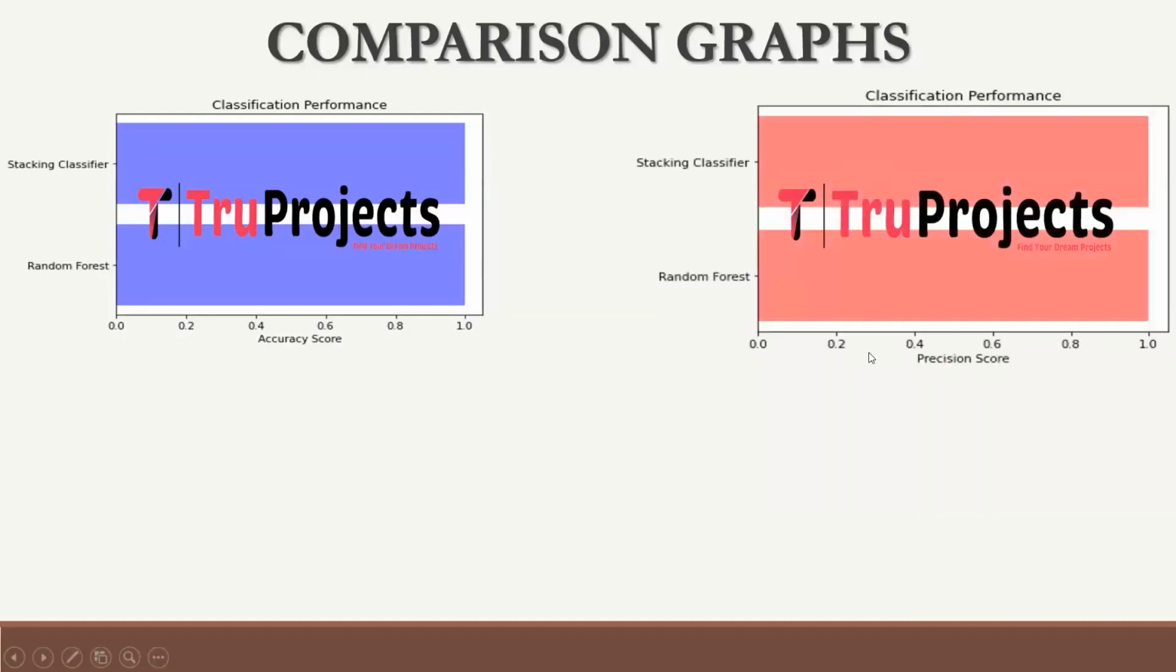This is the precision comparison graph. Here on the x-axis we have the precision score for each algorithm, and on the y-axis we have algorithm names. Precision is the ratio of true positives to the sum of true positives and false positives. It assesses the accuracy of positive predictions, which is specifically identifying how many of the predicted positive instances are actually positive.